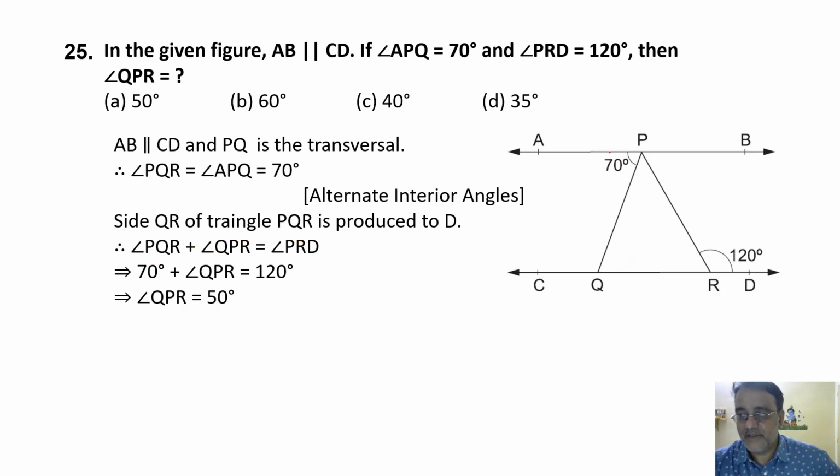ध्यान से देखो. This angle is equal to this angle. Why? Alternate interior angles, right? So ये वाला कितना होगा? 120 minus 70, 50 degree. तो वैसे भी कर सकते हैं, right? वो ज़्यादा easy रहेगा, direct हो जाएगा. So now we are going to start question number 26.